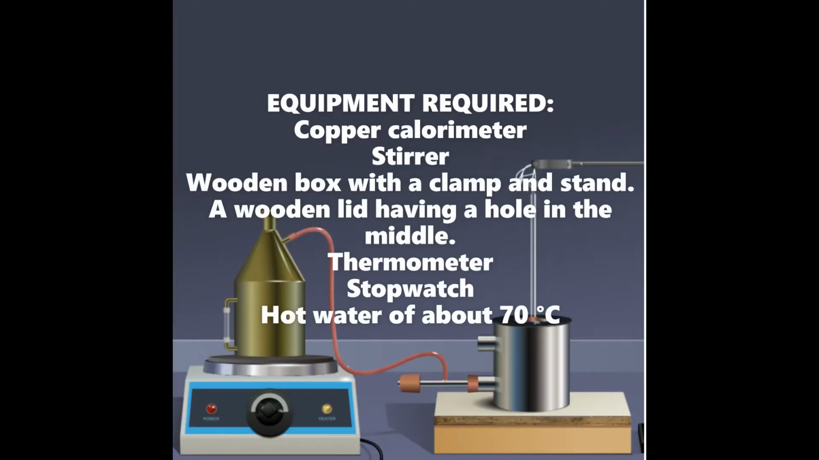The equipment required for this experiment is a copper calorimeter, stirrer, wooden box with a clamp and a stand, a wooden lid having a hole in the middle, thermometer, stopwatch, and hot water of about 70 degrees centigrade, as it is given in the question. After this, we will start the experiment by using the virtual lab experiment website.